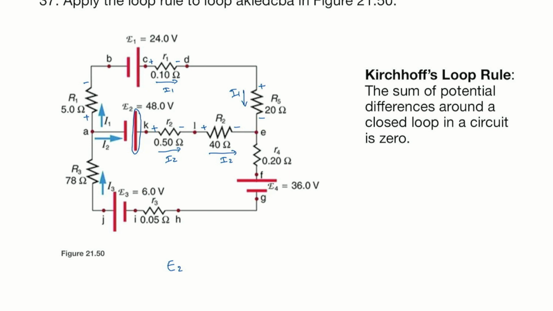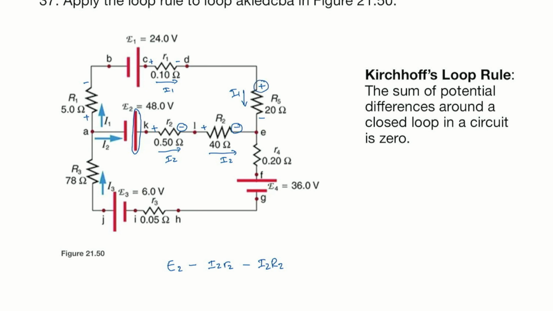Okay, we keep moving. The next thing we see is the internal resistor r2. The last sign we see is the minus. So we have minus I2 little r2. Next is resistor R2. Last sign we see as we traverse is the minus. So we have minus I2 R2.